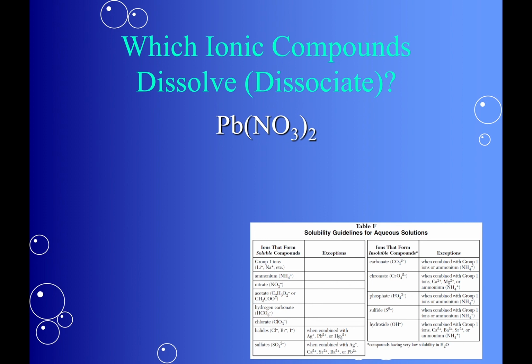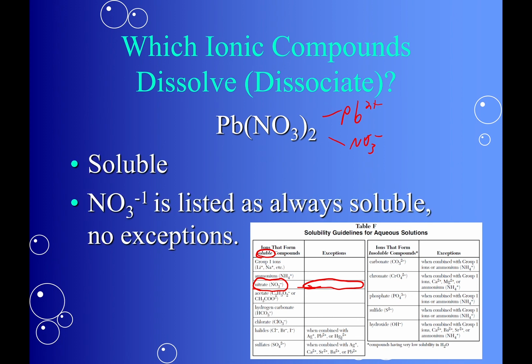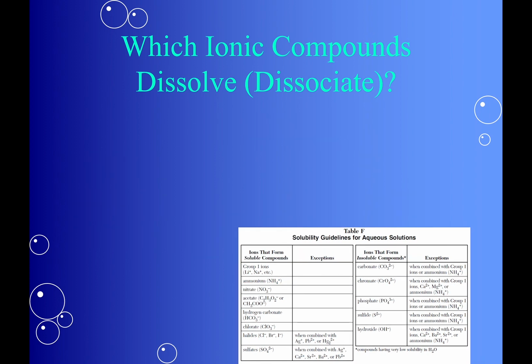The name of this one is lead nitrate. It is lead 2 nitrate. So we have lead 2 plus, and we have nitrate minus 1. So we want to try and find these on here, a lead or a nitrate. And I see nitrate right here in table F. That's forming a soluble compound, and there are no exceptions. So any nitrate solution is going to be soluble.